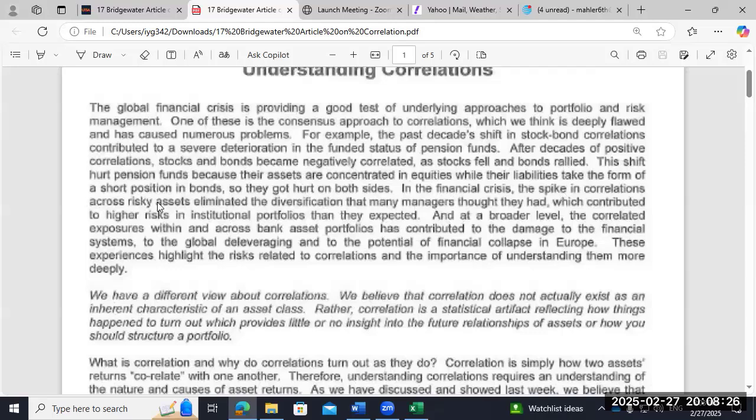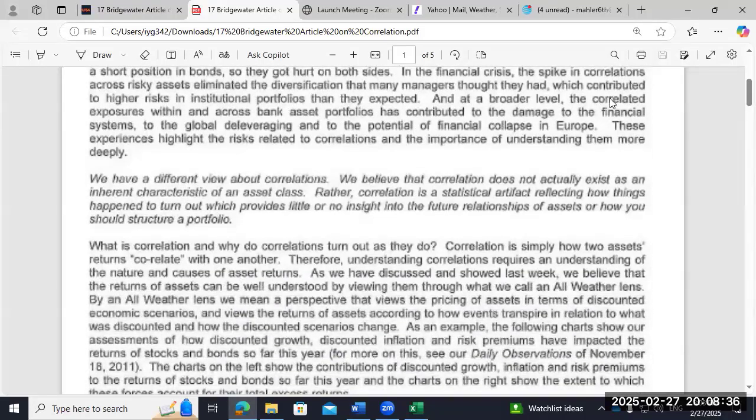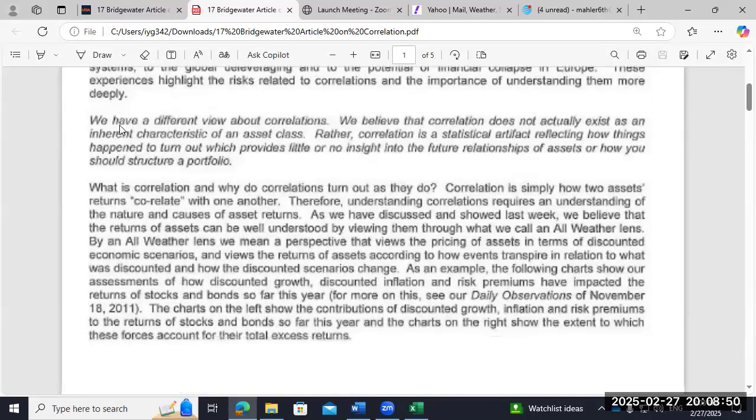The spike in correlations across risky assets eliminated diversification, which contributed to higher risk in institutional portfolios than they were telling their clients. At a broader level, the correlated exposures within and across bank asset portfolios has contributed to damage to financial systems, the global deleveraging, and to the potential financial crisis collapse. This is an older article, so he's talking about stuff several years ago. But here's their sentence. We have a different view. We believe that correlation does not actually exist. Now they say as an inherent characteristic.